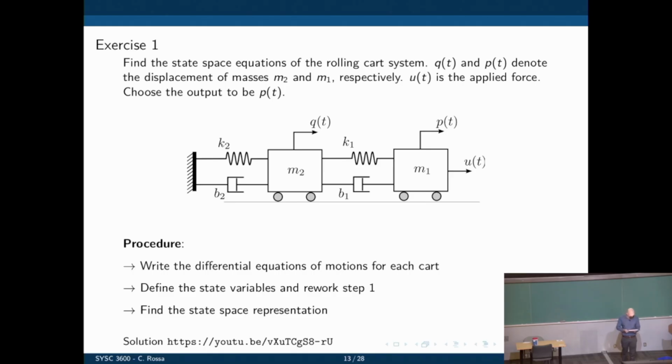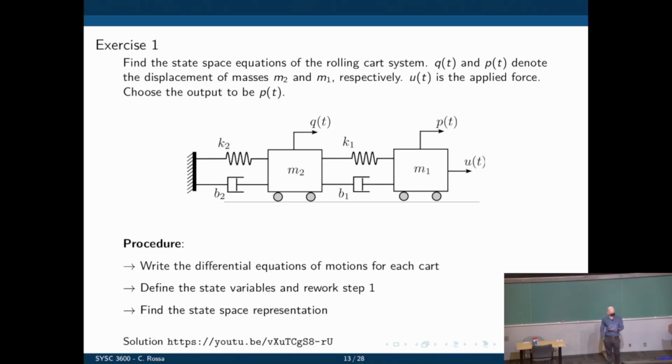Okay. So here we have a mass spring damper system. We have two masses. The position of each mass here is denoted Q and P. And u(t) is a force. We are choosing the output of our system to be the position of mass 1. Or if we were still looking at Laplace, we would say find the transfer function between P and U. It's the same statement. We are defining the output that way. So two positions, one force input u(t).